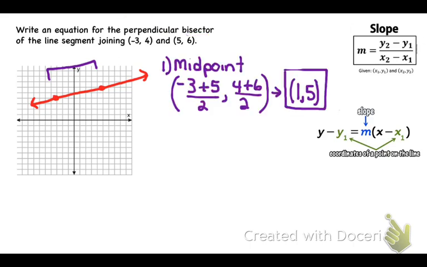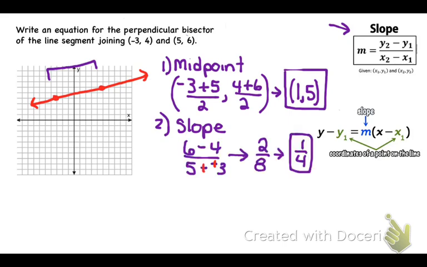The first step is to determine the midpoint, or the halfway point. So I already solved that, and I found out that it's the ordered pair 1 comma 5. Our second step is going to find the slope of our given line. So we're going to be using this formula, the difference between the y's over the difference between the x's. All right, so for our slope, we said 6 minus the 4, 5 minus the -3, and it came out to 1/4.